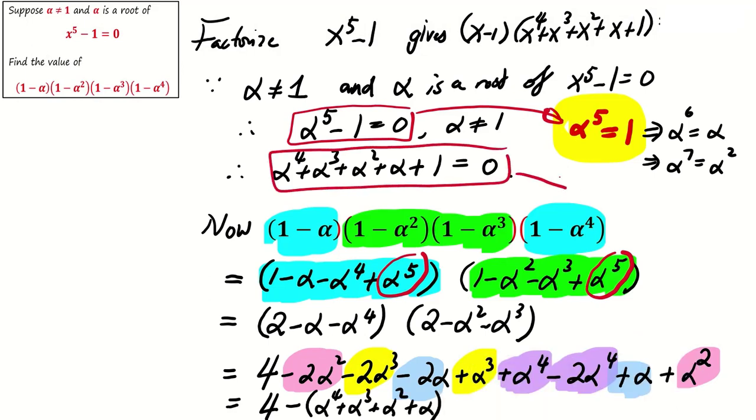Lastly, from the information above, we know that the sum of the alphas is minus 1. So the expression has a value of 5.